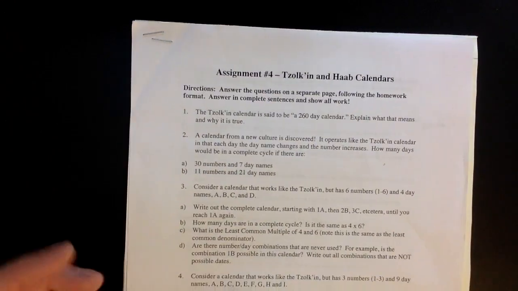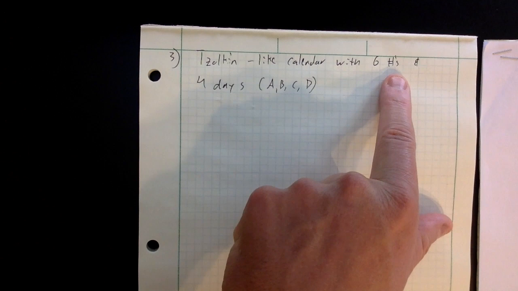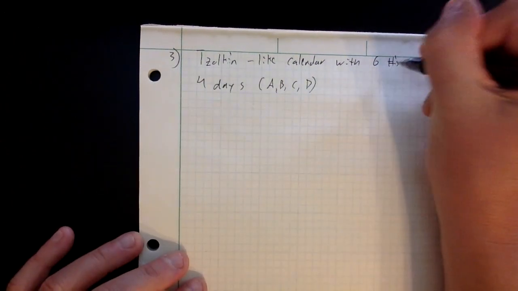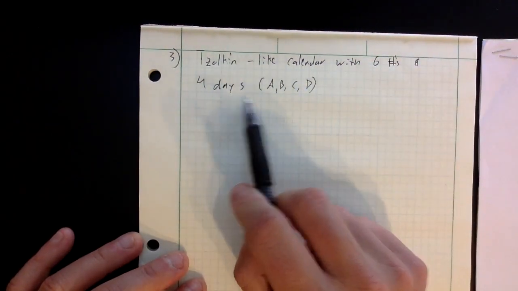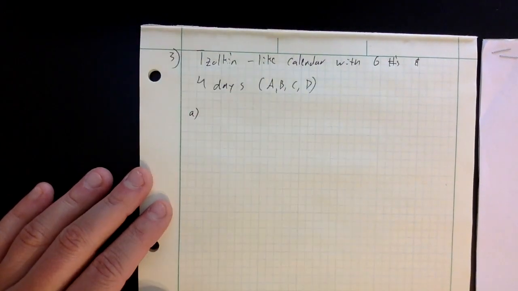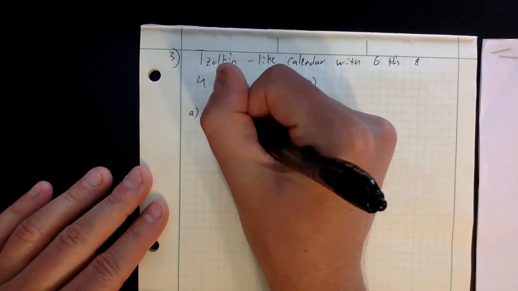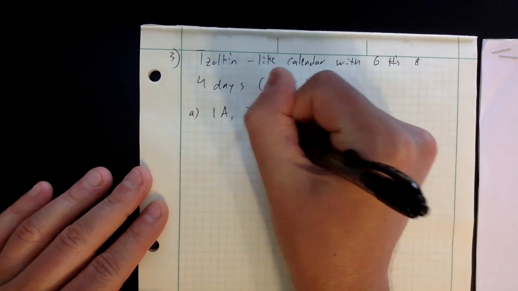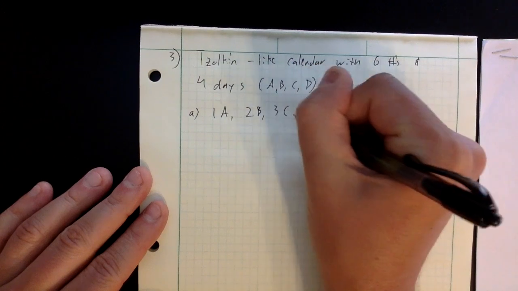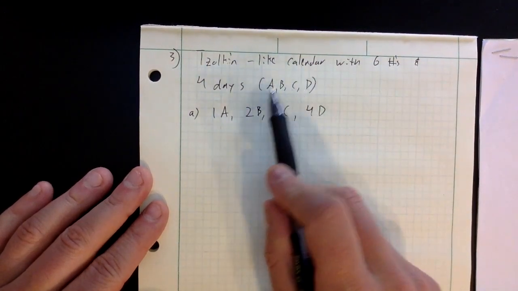So I'm going to move over here to my scratch paper. We've got 6 numbers, 1 through 6, and 4 day names. I'm just going to call those A, B, C, D. Part A says to write out a complete calendar. So we're going to start with 1A, and then 2B, and then 3C, and then 4D. And then we need to repeat the numbers.